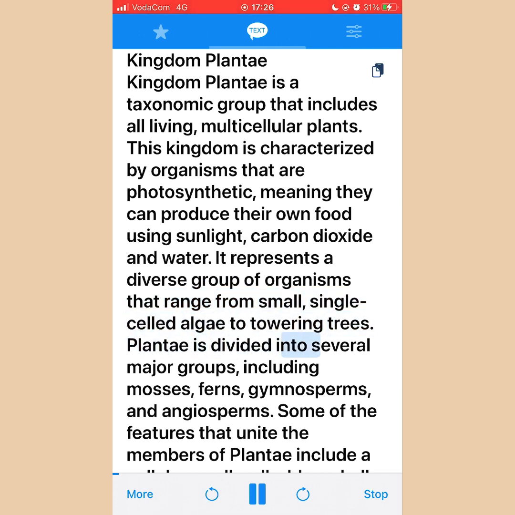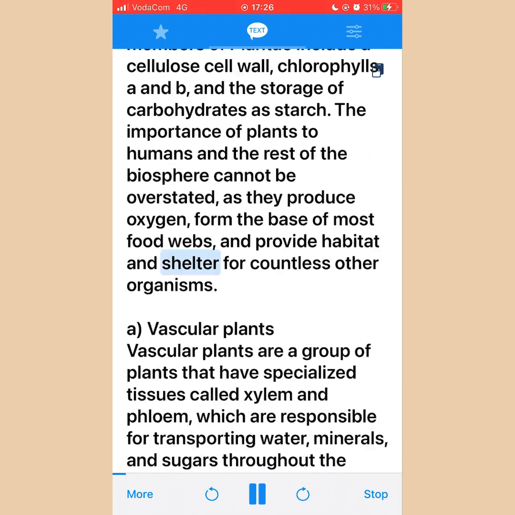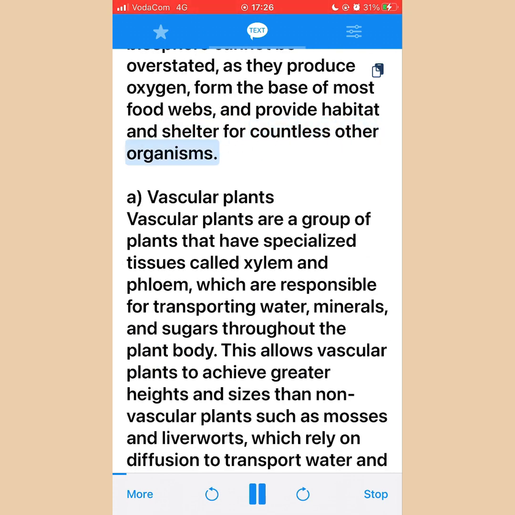Plantae is divided into several major groups, including mosses, ferns, gymnosperms, and angiosperms. Some of the features that unite the members of Plantae include a cellulose cell wall, chlorophylls A and B, and the storage of carbohydrates as starch. The importance of plants to humans and the rest of the biosphere cannot be overstated, as they produce oxygen, form the base of most food webs, and provide habitat and shelter for countless other organisms.